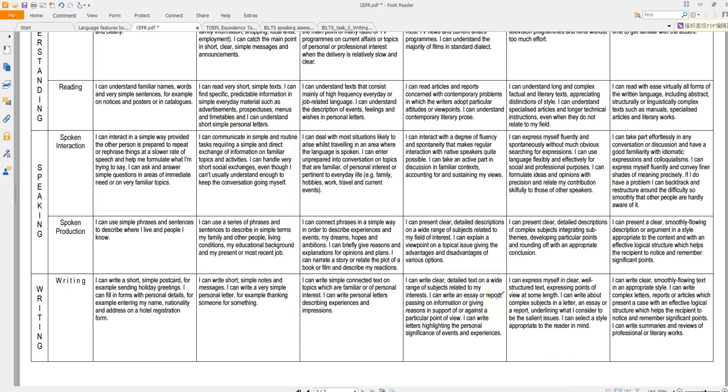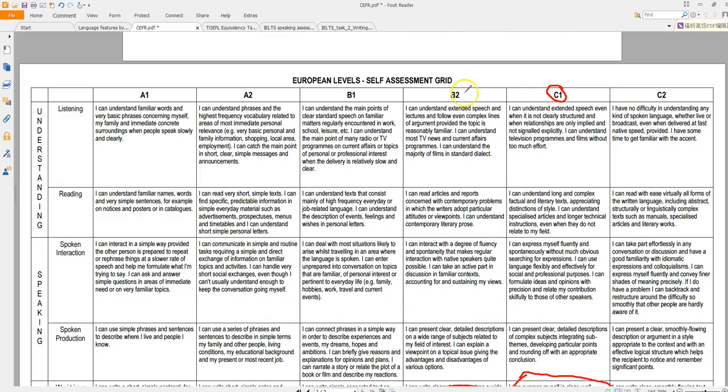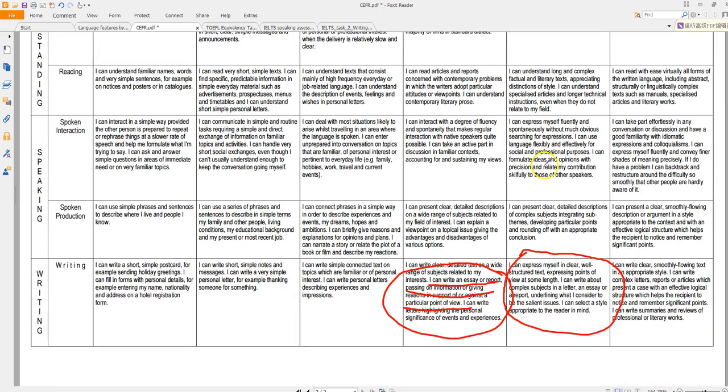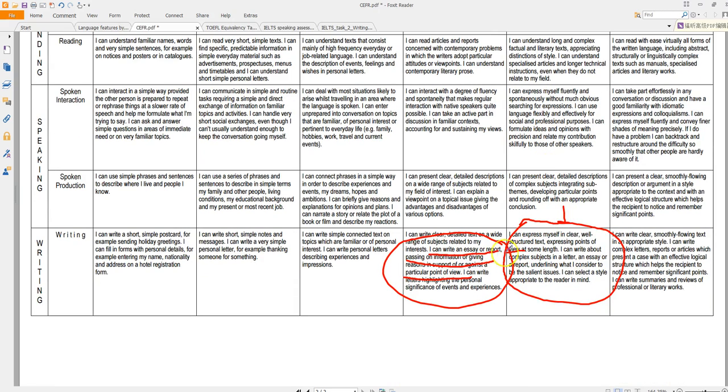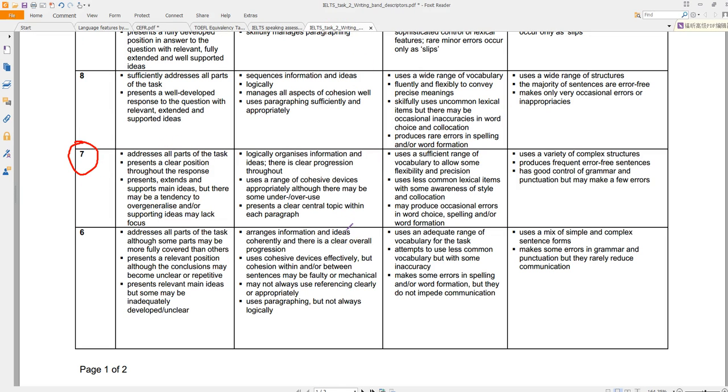I can write an essay or report, passing on information or giving reasons in support of or against a particular point of view. So you can see for the essay to be B2 upper intermediate but C1-like, you have to be able to do this and everything that comes below it also. So writing an essay, being able to, as it says, pass on information or give reasons in support of or against a particular point of view. I can express myself in clear, well-structured text, expressing points of view at some length. So if you think about it, that's basically what the examiners are asking you to do for an essay.